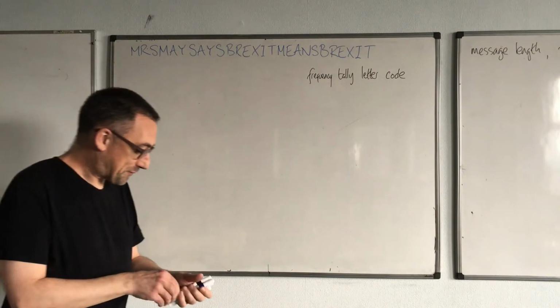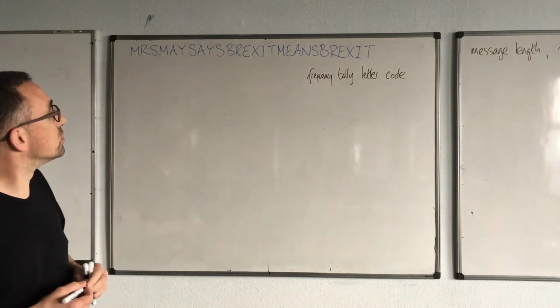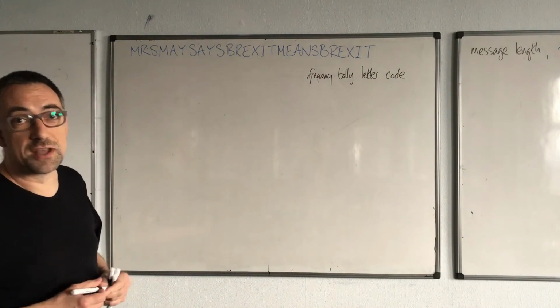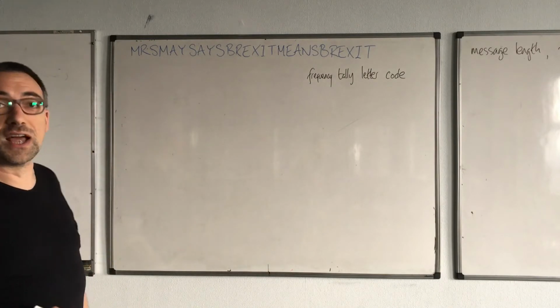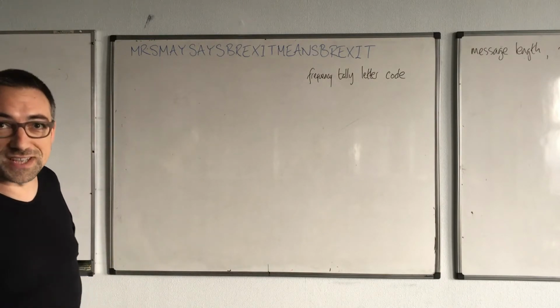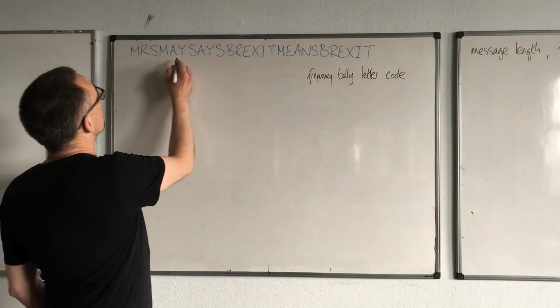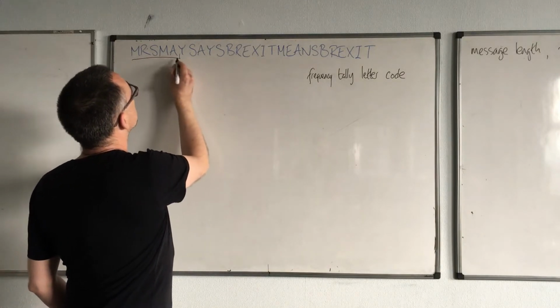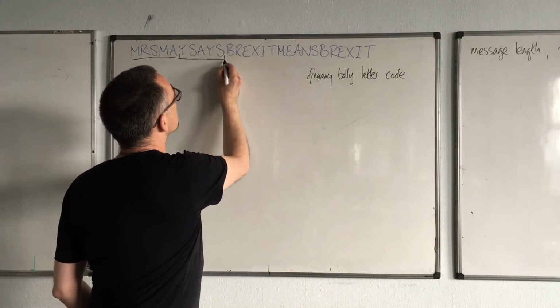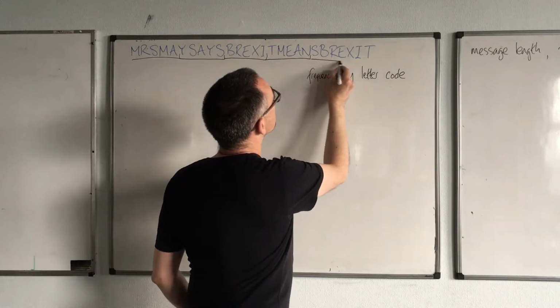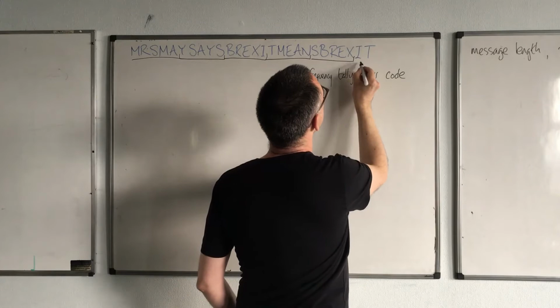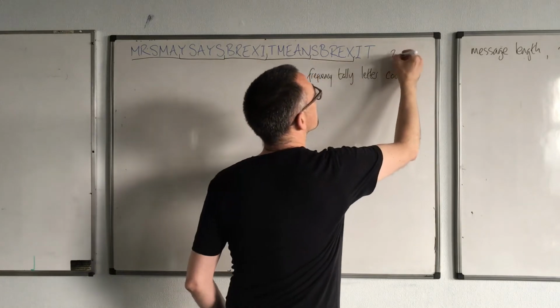When we have a message like this to encode using Huffman's method, the first thing we should do, even if the question doesn't ask us to, is count the number of letters in the message. We better not miss one. So that's 5, 10, 15, 20, 25, 27.